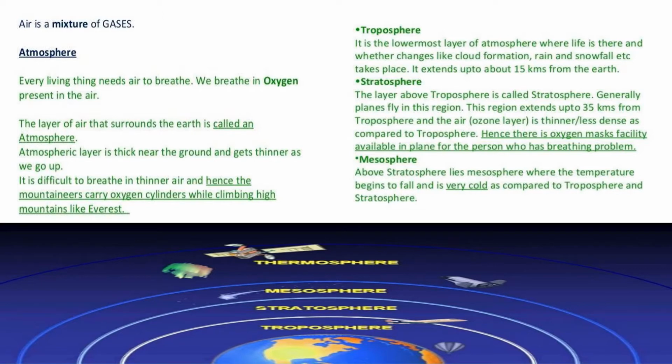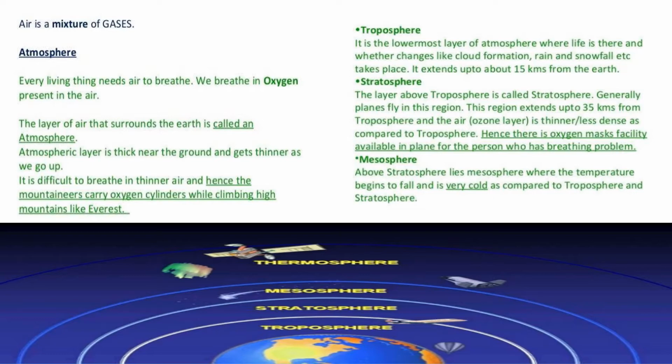Air is a mixture of gases. Every living thing needs air to breathe. We breathe in oxygen present in the air. The layer of air that surrounds the earth is called the atmosphere. The atmospheric layer is thick near the ground and gets thinner as we go up. It is difficult to breathe in thinner air, and hence mountaineers carry oxygen cylinders while climbing high mountains like Everest.